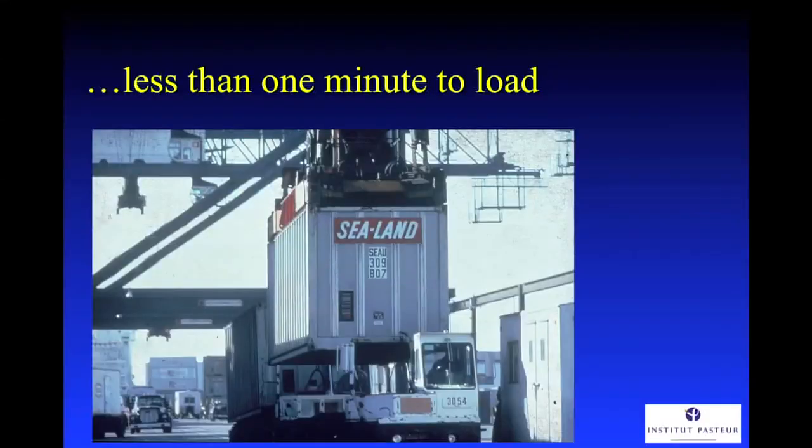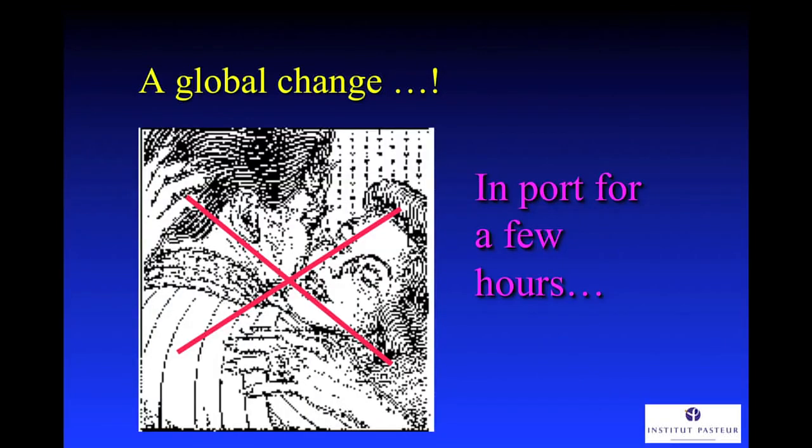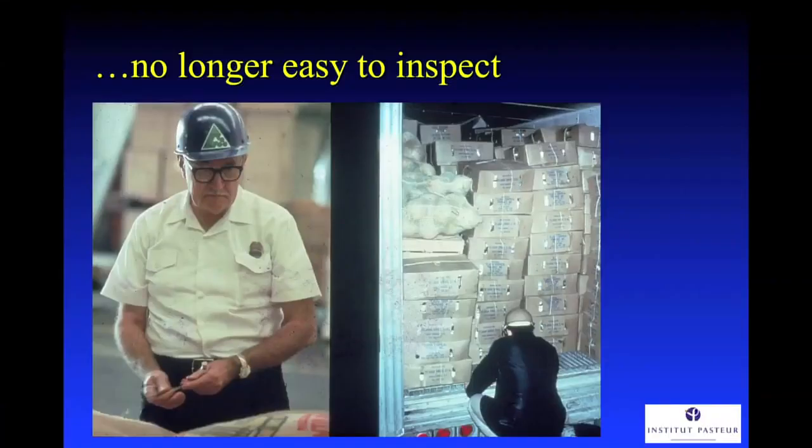And the containers are loaded very quickly, and so there's a great change in the life of the sailor. In fact, a lot of ships have the sailors with their wives traveling above them, so obviously things have changed. You can't really inspect the cargoes. The guy on the left, he doesn't look very happy. And even if you want to, you would have to unload the whole container, which obviously isn't very practical.